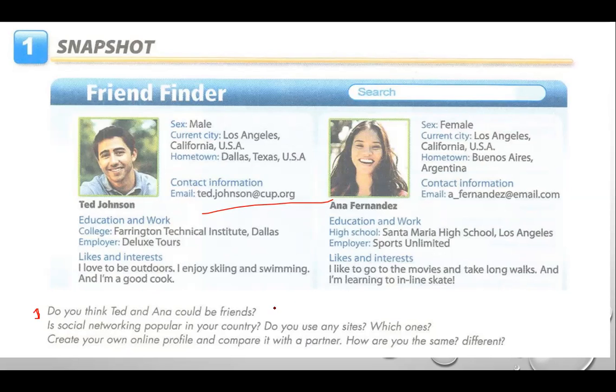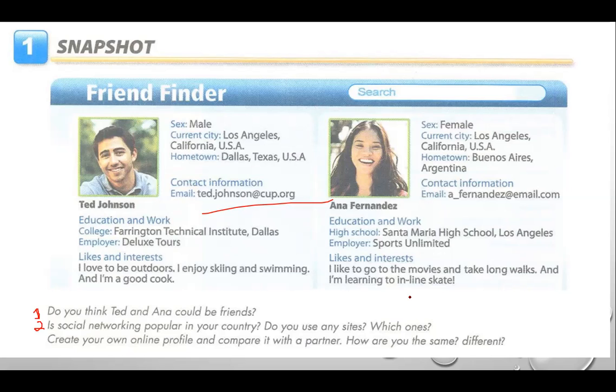Can somebody tell me the second question right below, aquí abajo? Can somebody tell me the second question over here, please? ¿Cuál es la segunda pregunta? Que me diga. Teacher, I want to read it. Read it, please. Or just read it. Go ahead, Nati.